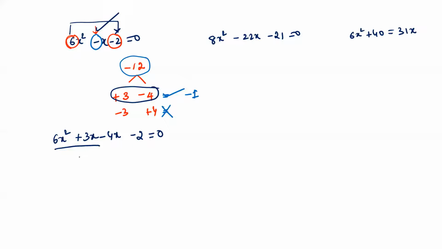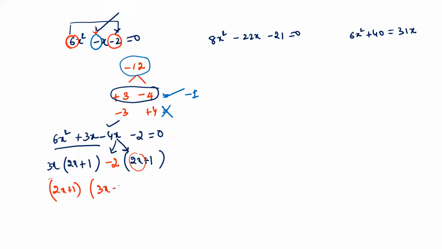Krishna, what is common between these two terms now, 6x square and 3x? 3x. Then what is there? 2x plus 1. Very good. Now, a shortcut: we write the same term again, but look at what we need to multiply with 2x to get minus 4x. Minus 2. Now, in this, again, we are taking 2x plus 1 common, and we are left with 3x minus 2.